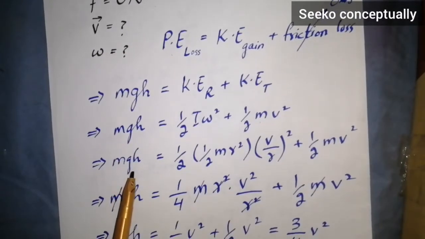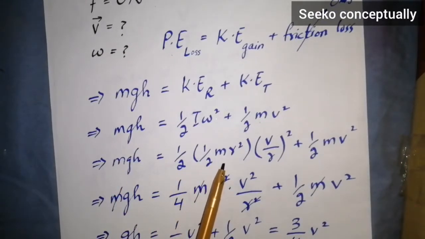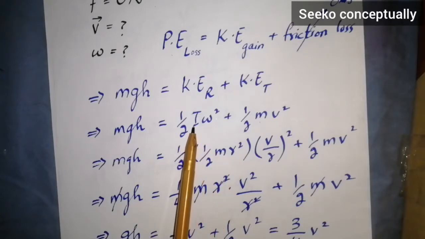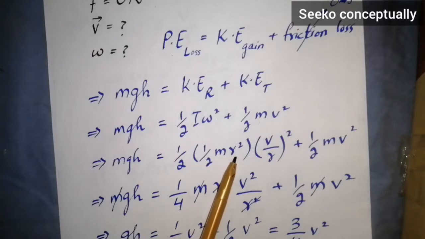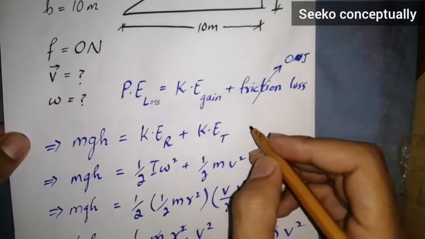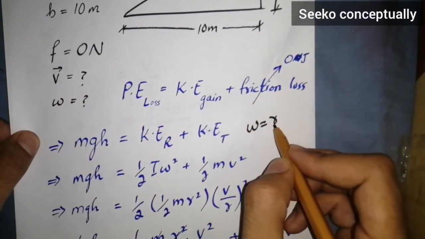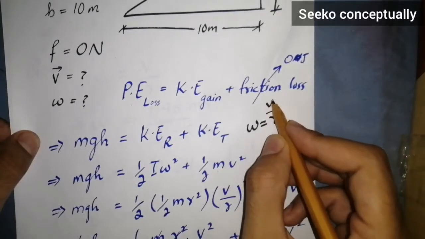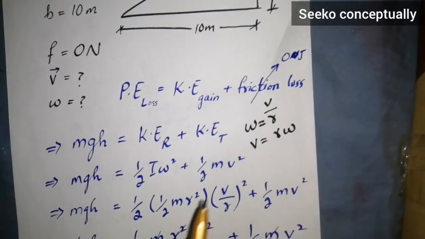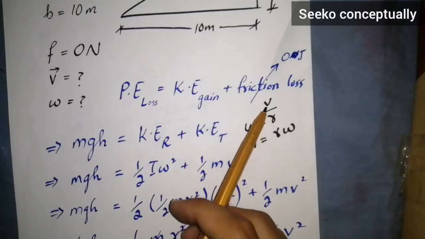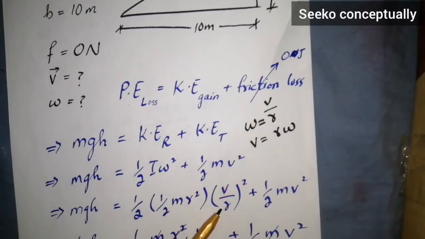Again, mgh is equal to half into half mr squared. The moment of inertia of a cylinder is given by half mr squared. Omega, from the relation between the angular velocity and the linear velocity, we have omega is equal to v by r. So this value of omega is replaced here, plus 1 over 2 mv squared.